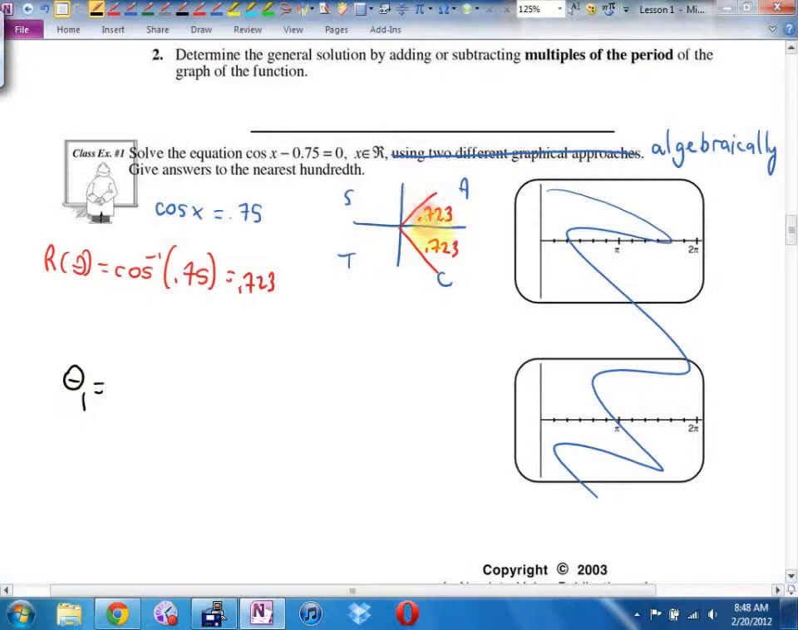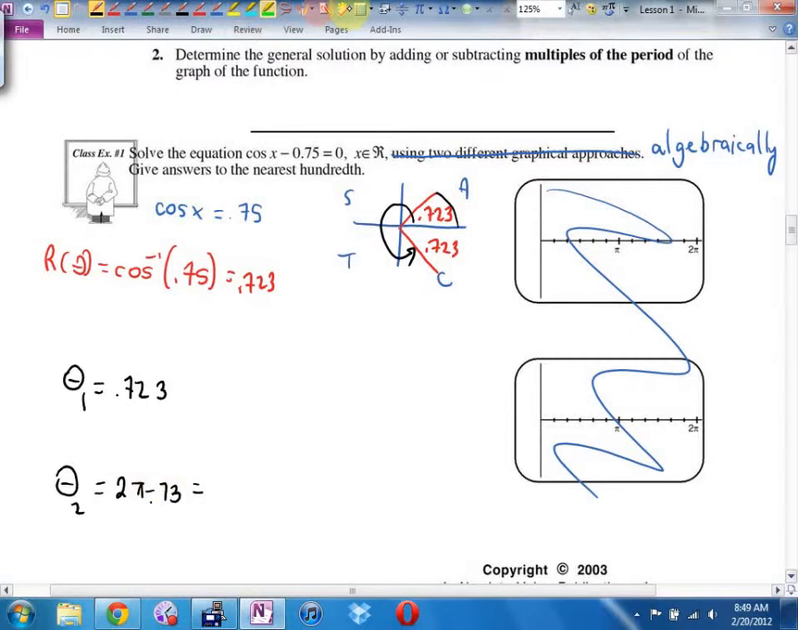Spencer, how big is the first angle? 0.723. How big is the second angle, sir? Okay, don't forget, we can still use our calculation method. It's going to be 2 pi minus 0.723, which I can do in my calculator.